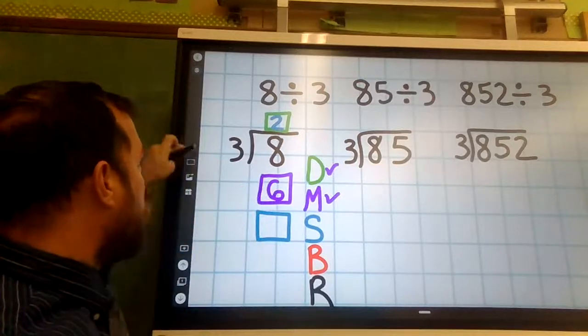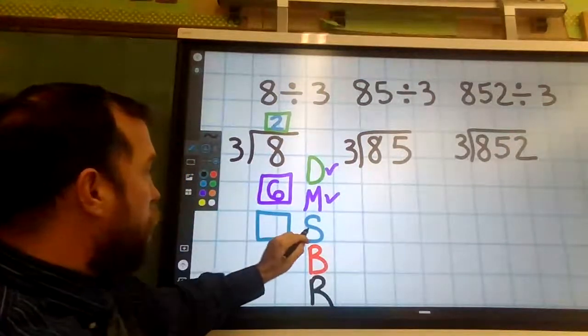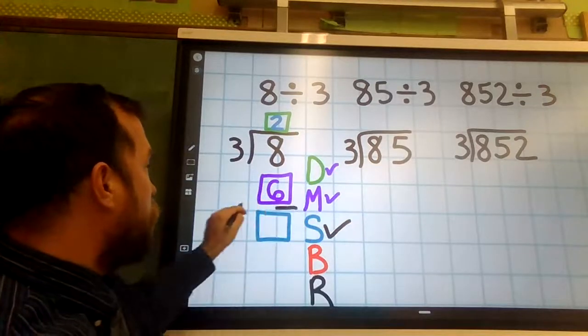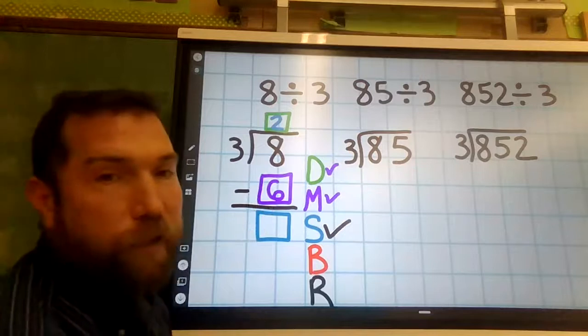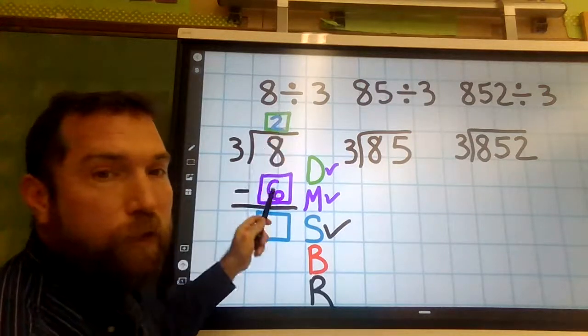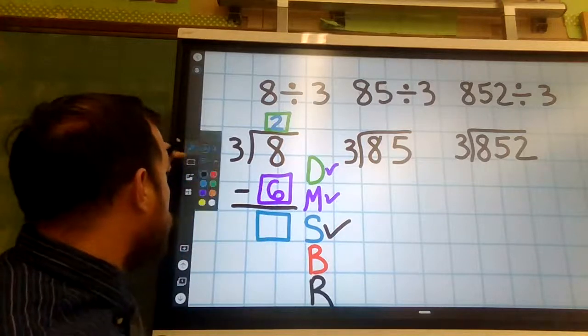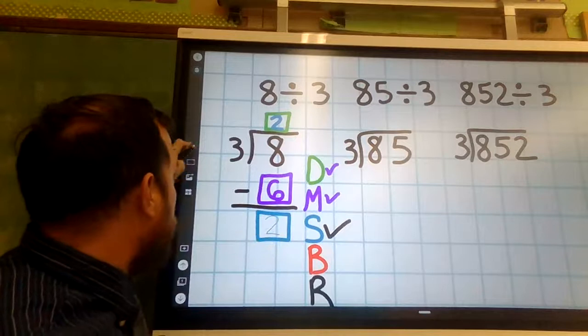That goes underneath. Okay, and then my next step is S, subtract. 8 minus 6. So there were 8 kids. We made 2 teams. 2 times 3, we'd use 6 of the 8 kids. That means there were 2 kids left over.